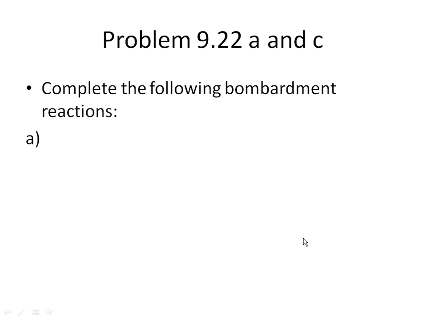Hey everyone, this is problem 9.22 A and C, and we're looking at producing radioactive isotopes from section 9.2, the nuclear equations in your textbook. Basically, radioisotopes can be produced in small amounts by converting stable, non-reactive isotopes into radioactive ones.